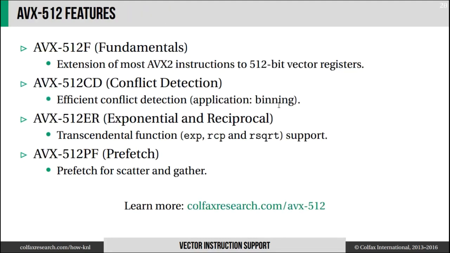The 4 modules supported by Knights Landing processor are AVX512F, CD, ER, and PF. F stands for fundamentals. And this is the subset of instructions where you find the basic loading and storing instructions and essential arithmetics such as plus, minus, multiply, divide, fused multiply-add, and type conversions. Largely, AVX512F is the extension of most Xeon instructions such as AVX2 and its predecessors from 256-bit to 512-bit vector registers.